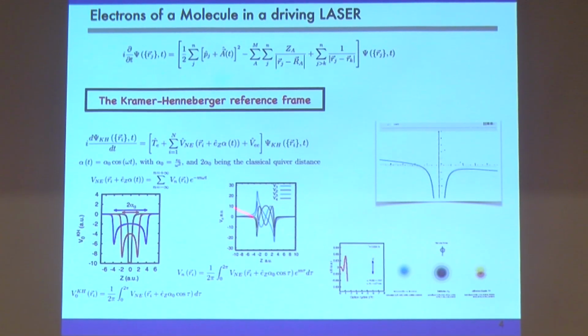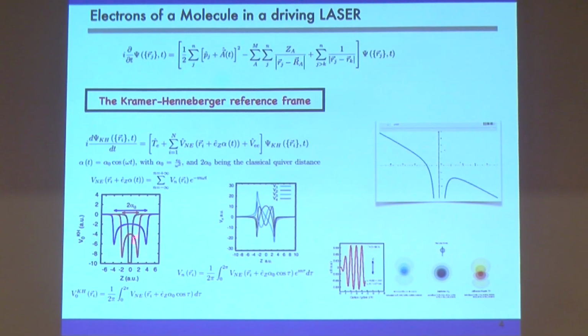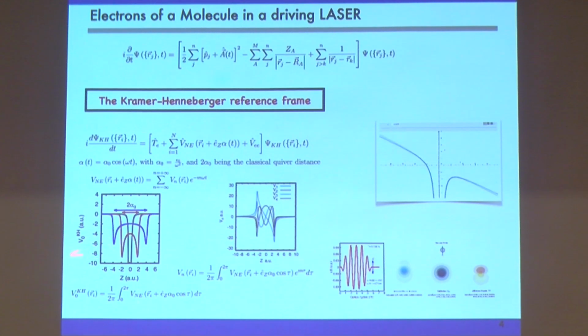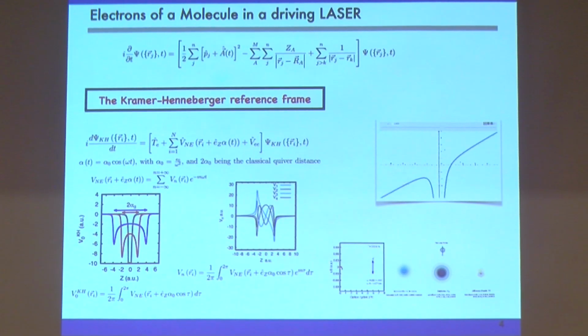Now, if it spends more time near the classical turning points, an effective zeroth order Hamiltonian, effective zeroth order potential, would actually look like this. So the single-centered Coulomb potential is actually split into a dichotomous kind of system. So the distance between these two minima, the red curve and the blue curve, depends on the classical quiver distance of the electron.